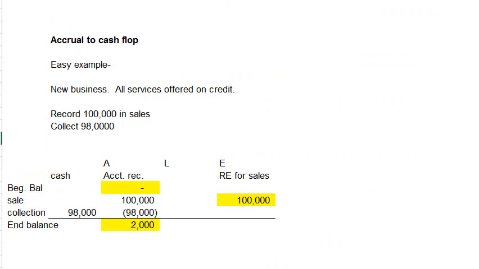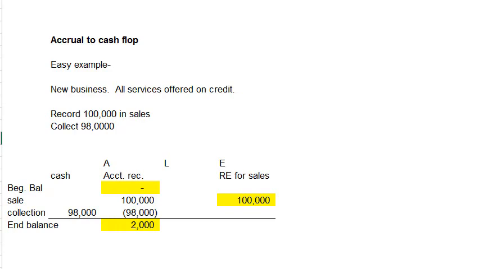Before we go through and convert all of the appropriate income statement numbers using the sample daycare data, I wanted to talk just a little bit about the theory behind this tool that I'll be sharing with you. So to make it super simple, let's just start with an example where we have a brand new business and all of their services are offered on credit.